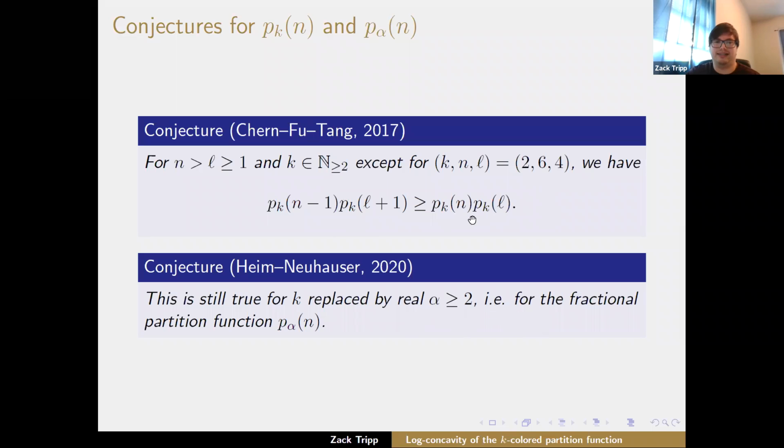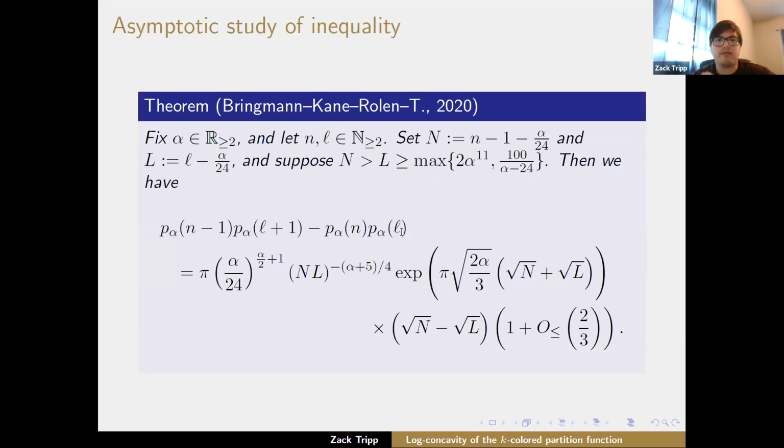But more or less, it's the same thing though. Okay, so my collaborators and I were interested in this inequality. And so what we did is we took the left-hand side here minus the right-hand side and studied what happens asymptotically for a fixed real number alpha. And here is what we get.